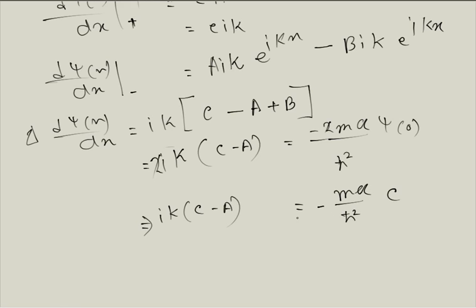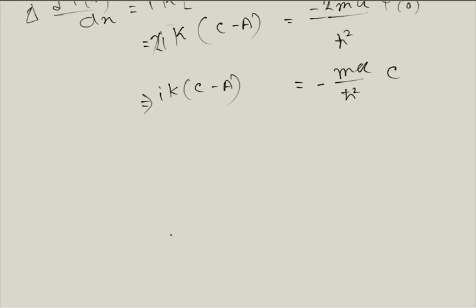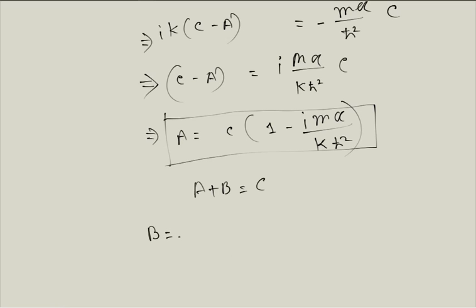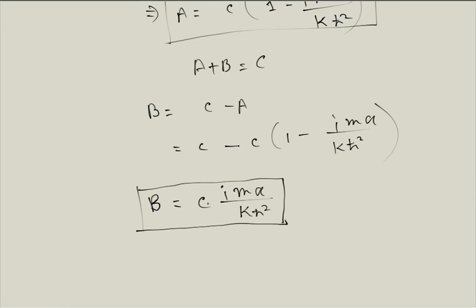Now let's solve for a in terms of c. So a in terms of c is this formula. Again, a plus b was equal to c, so writing b in terms of c gives this one. But there is still an unknown quantity remaining, that is c.